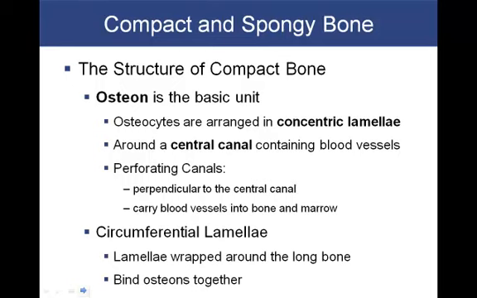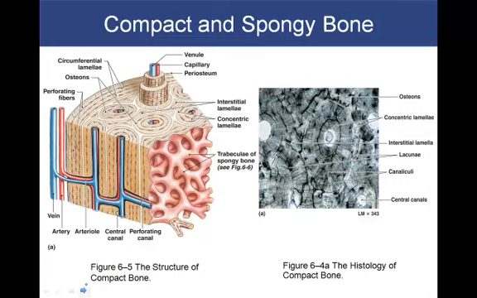Remember that within an osteon we have many concentric lamella that are situated around a blood supply. And if you remember, the blood supply runs through the central canal. This carries not only blood vessels but nerves through the bone.